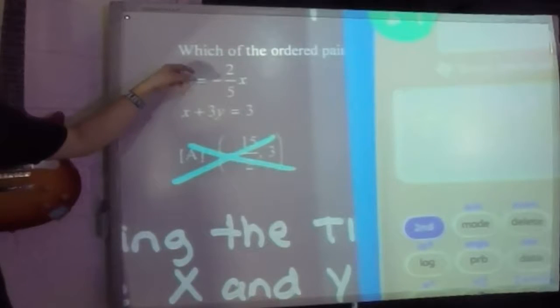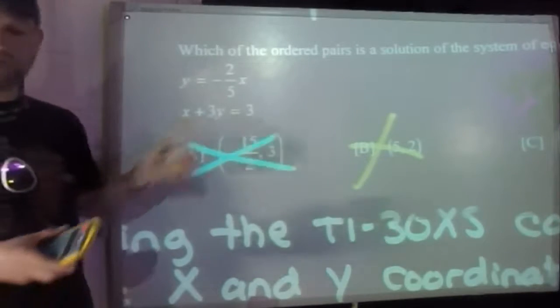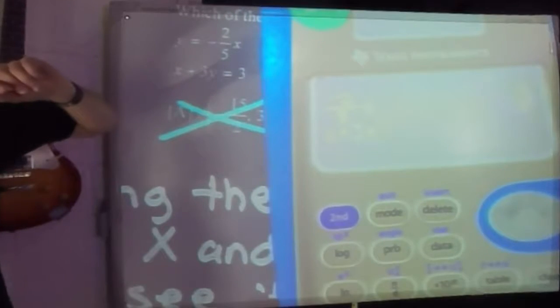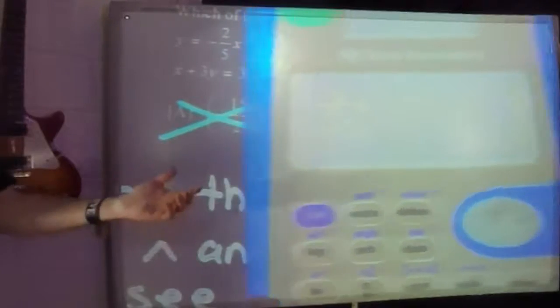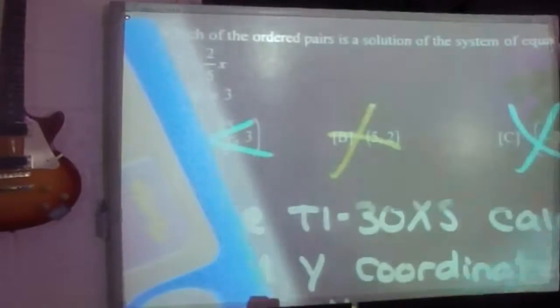So the first one, good. It passes. The second one, let's put in x plus 3y here. X plus 3y. This time you want it to come out to be a flat-out 3, and it doesn't, does it? So that means this one isn't the right answer. So by default, it's D.